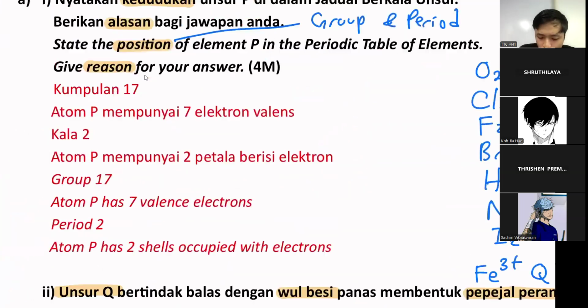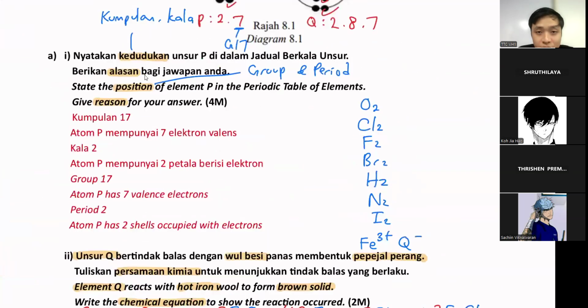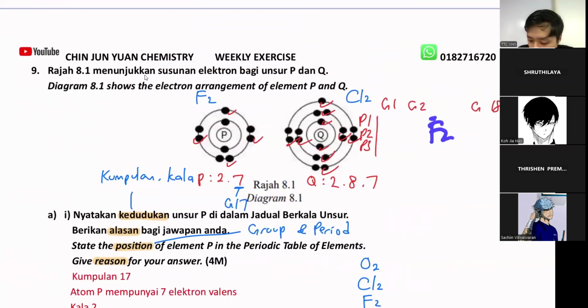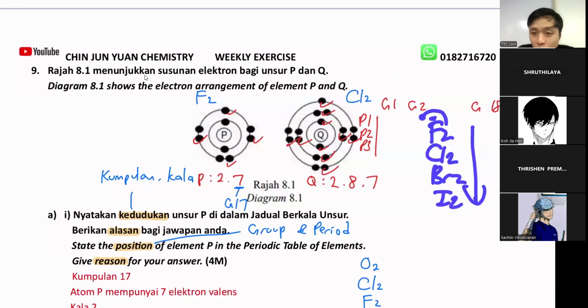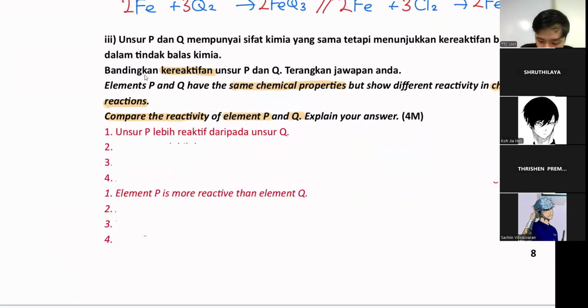Okay. So normally fluorine is more reactive, right? I told you, the reactivity decreases from fluorine, chlorine, bromine, iodine. Fluorine is the most reactive, iodine is the least reactive. So you can say, okay, element P is more reactive. 1 mark already.